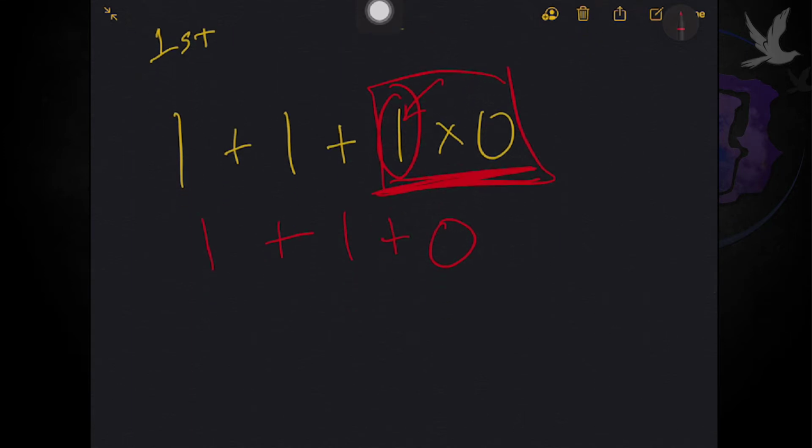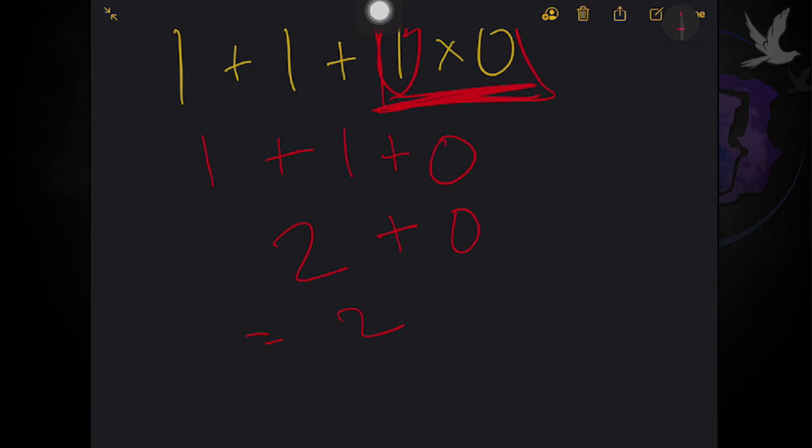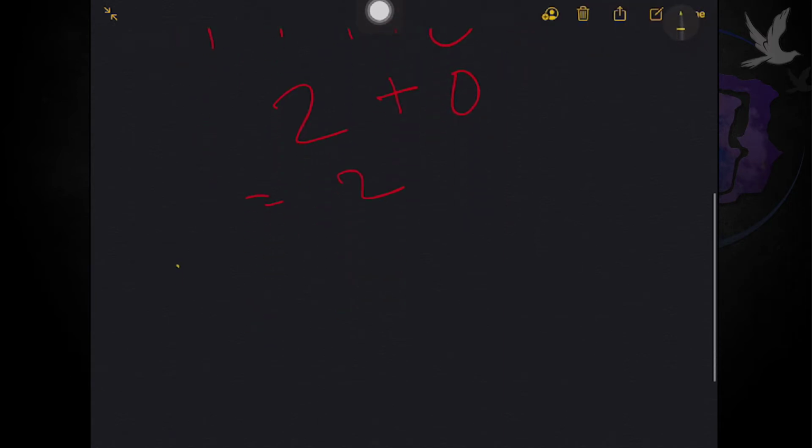What's next? Do you still see any multiplication or division sentence? If you notice, there's none. What's left are addition sentences. Two addition sentences, that's all. So all you have to do now is deal with addition. 1 plus 1 will give you 2, plus 0 will still give you 2. So that is how you basically do G.E.M.D.A.S.